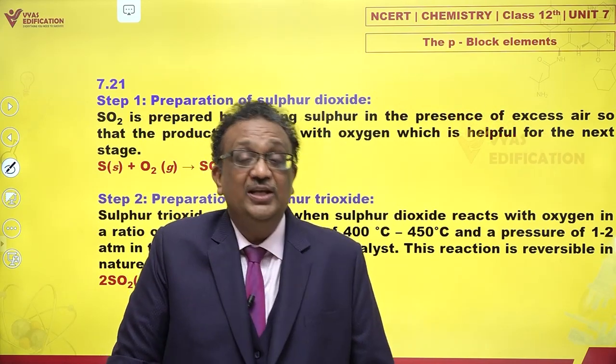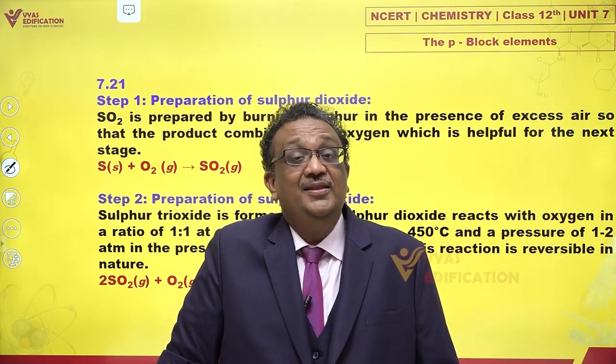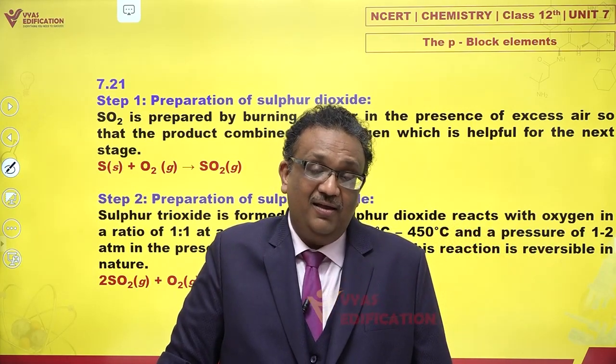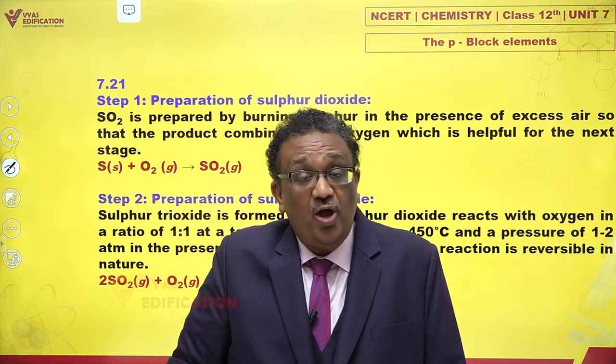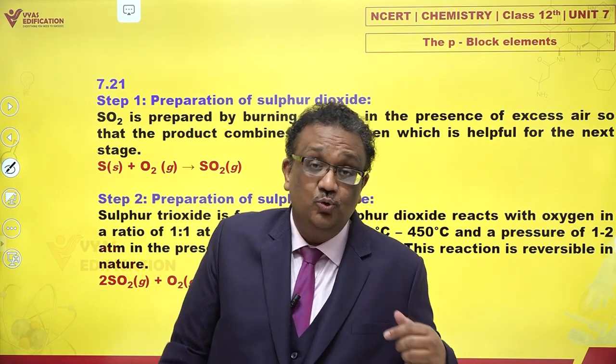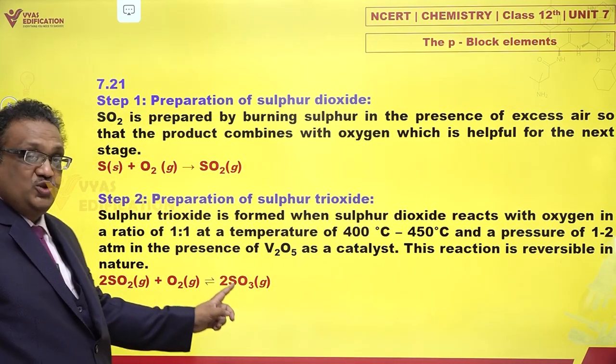So first, in case you are starting with a sulfide ore or sulfur, they are first roasted in air. They are burnt in air to get sulfur dioxide. This sulfur dioxide is then, in step 2, catalytically oxidized to give you SO3.